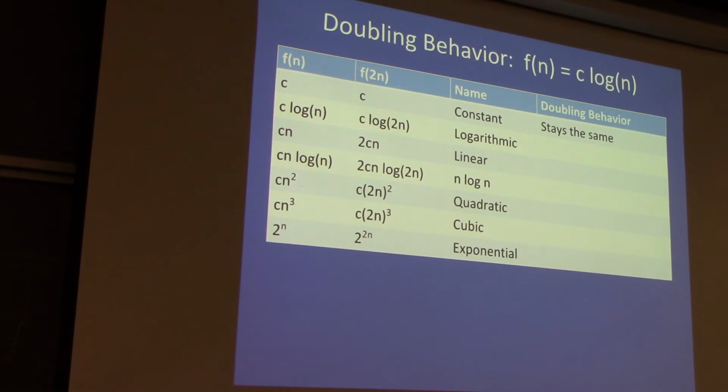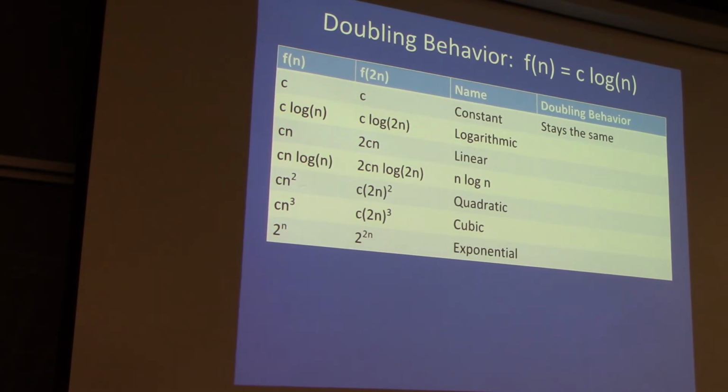So basically, it stays the same. Now, if you have a logarithmic algorithm like binary search, if the running time is c log n for n elements, it will be c log 2n for twice as many elements. So how would you describe the doubling behavior here? How does the running time change when you double the number of elements?